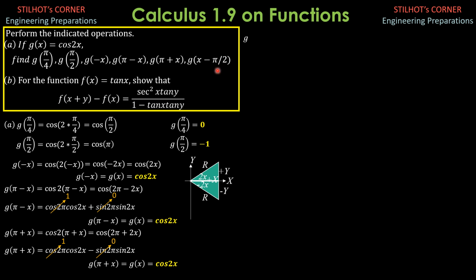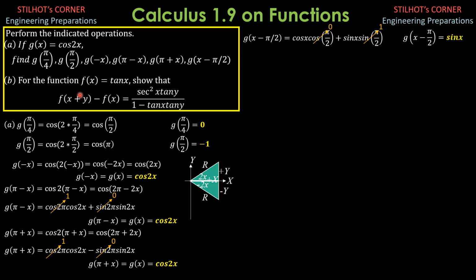Next, g of x minus pi over 2, so it is cosine of 2 quantity x minus pi over 2. So it is cosine x cosine pi over 2 plus sine x sine pi over 2. Cosine of pi over 2, or cosine 90, is 0, while sine of pi over 2, sine 90 degrees, is 1. So this is 0, and therefore 1 times sine x is sine x. G of quantity x minus pi over 2 therefore is sine x.